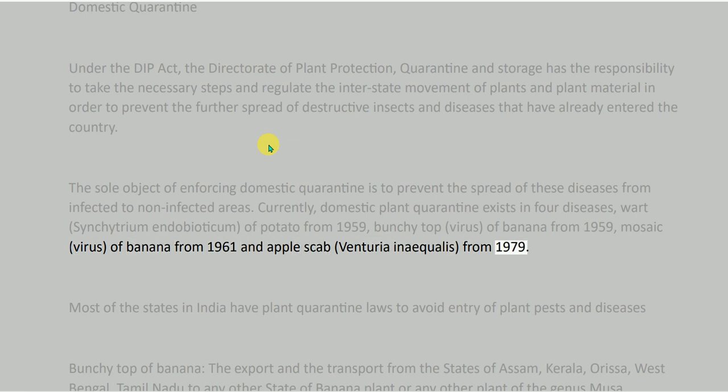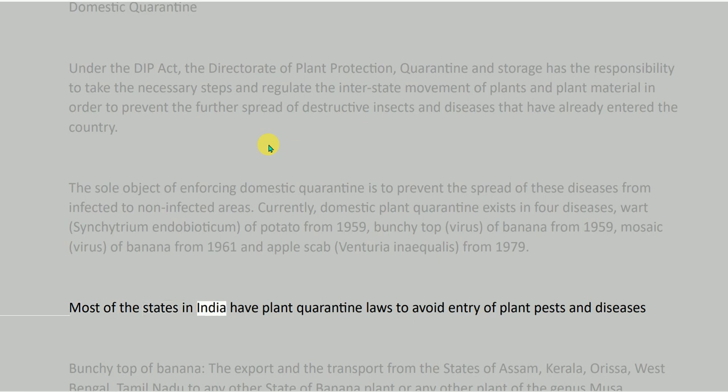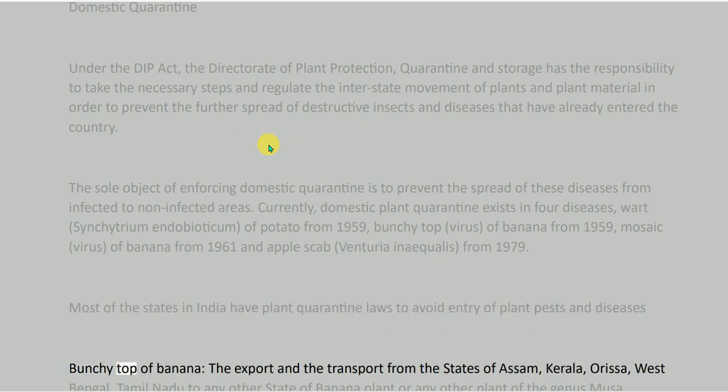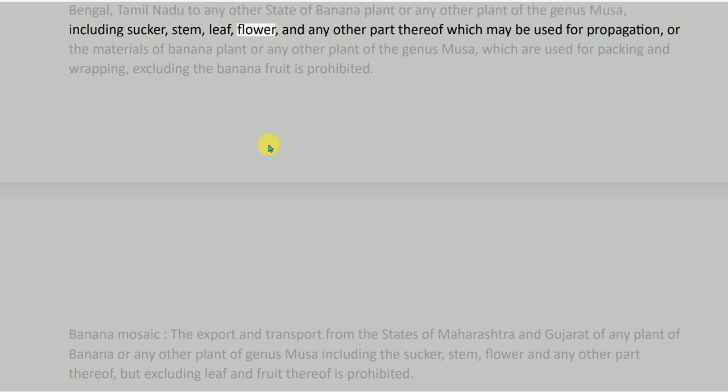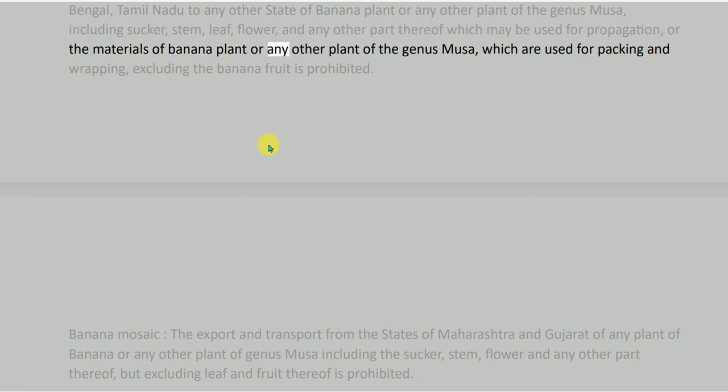Most of the states in India have plant quarantine laws to avoid entry of plant pests and diseases. Bunchy top of banana: the export and the transport from the states of Assam, Kerala, Orissa, West Bengal, Tamil Nadu to any other state of banana plant or any other plant of the genus Musa, including sucker, stem, leaf, flower, and any other part thereof which may be used for propagation, or the materials of banana plant or any other plant of the genus Musa, which are used for packing and wrapping, excluding the banana fruit, is prohibited.